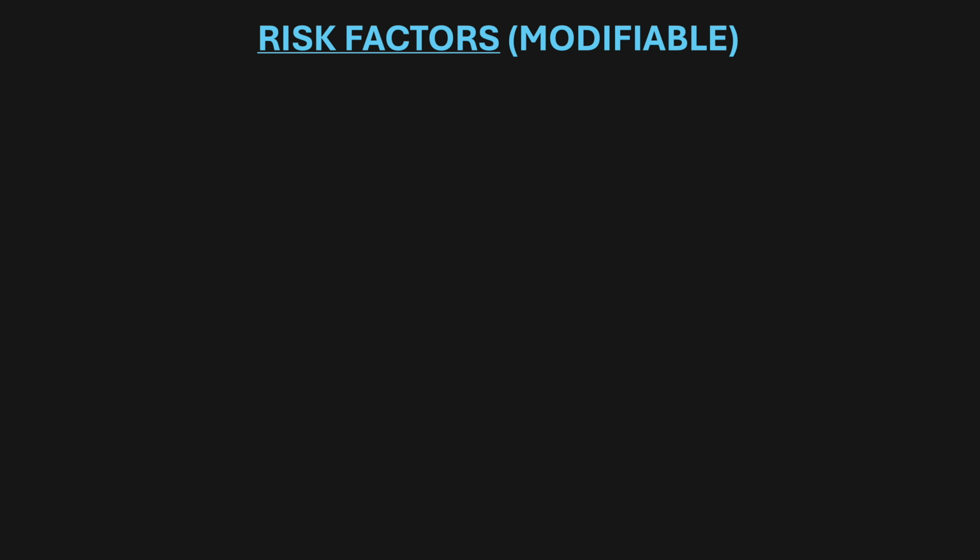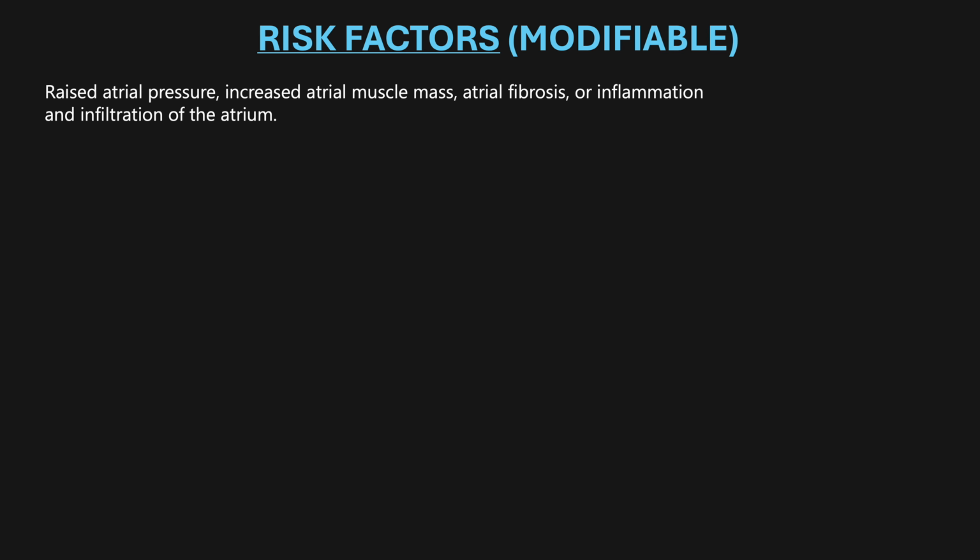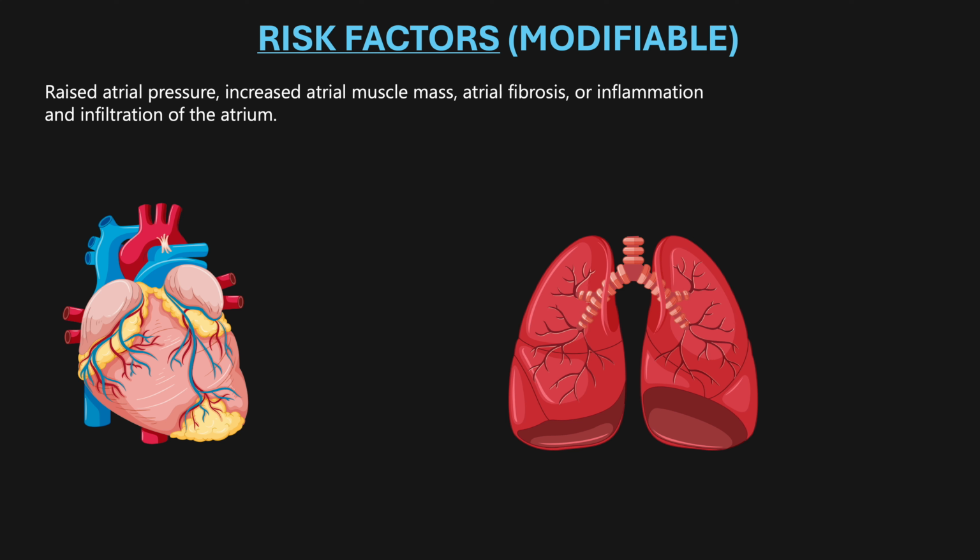Don't worry about it, we'll study it in more detail later in this video. Now, talking about the risk factors, basically the causes that can lead to atrial fibrillation, these things are modifiable. This consists of anything that can lead to raised atrial pressure, increased atrial muscle mass, atrial fibrosis, or inflammation and infiltration of the atrium. Anything leading to these things would, at the end of the day, lead to atrial fibrillation. So we have here the heart, and here the lungs. Different diseases of the heart and the lungs can predispose one to atrial fibrillation.